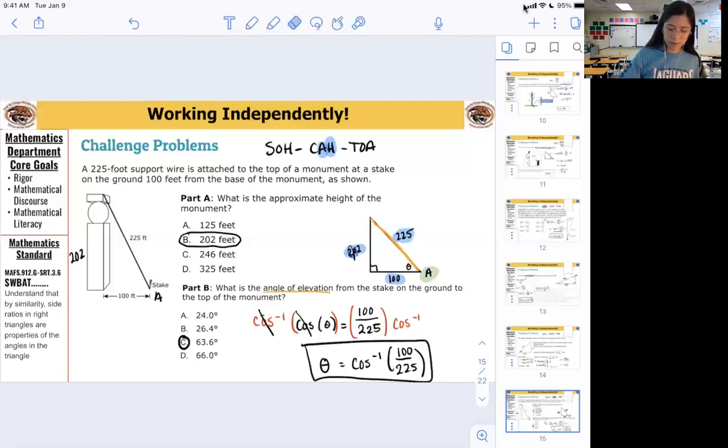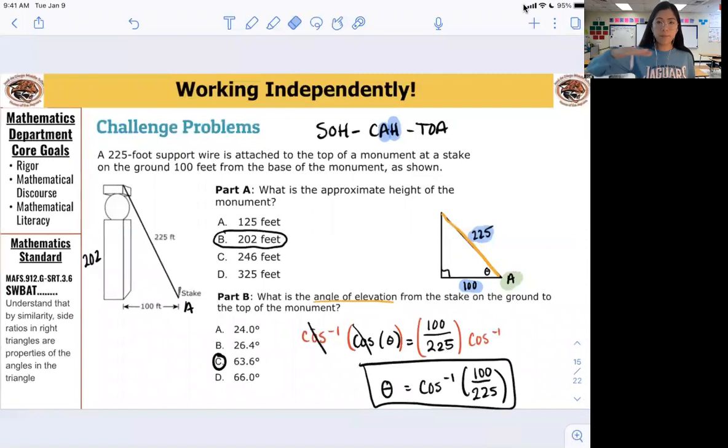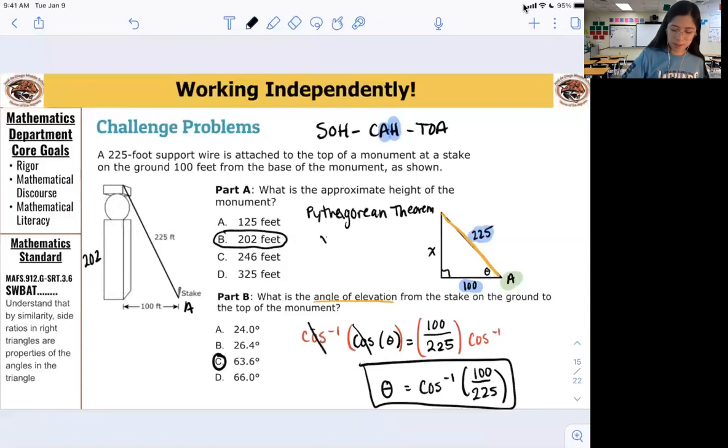we knew, for part A, we only knew this. We only knew the two measurements of the bottom and then the hypotenuse. So Jalen, can you remind us, what did we do in part A? Pythagorean theorem. Yeah. So this is a classic Pythagorean theorem, because if you know two side lengths, you can always use the Pythagorean theorem. A squared plus b squared equals c squared. So we called this x, and we did x squared plus 100 squared equals 225 squared. And when you solve for x, you get 202. Do you need me to show all the steps?